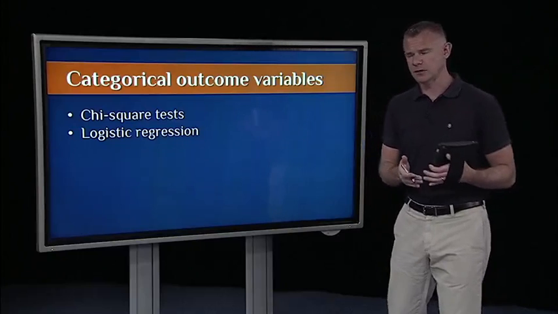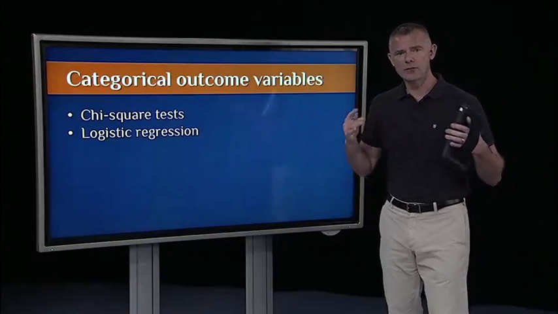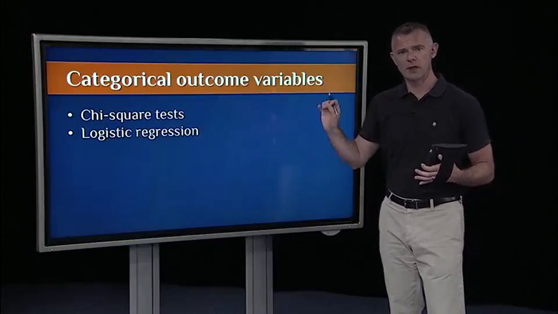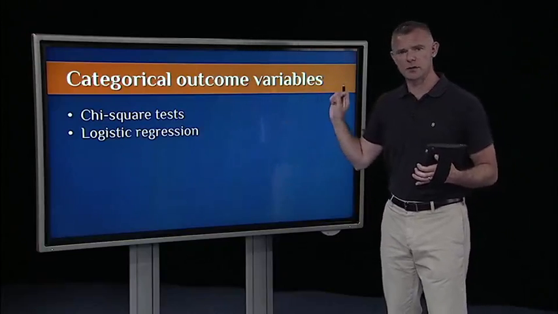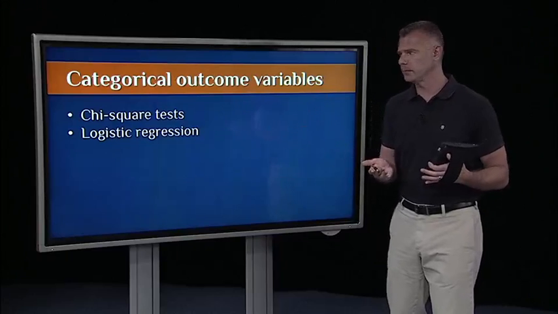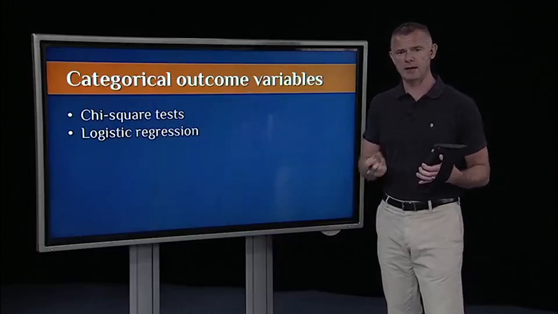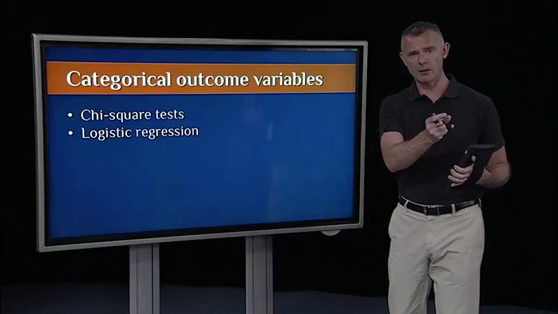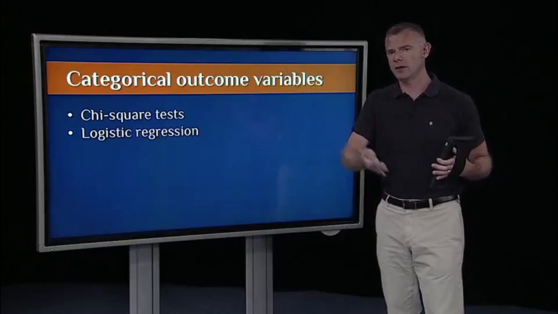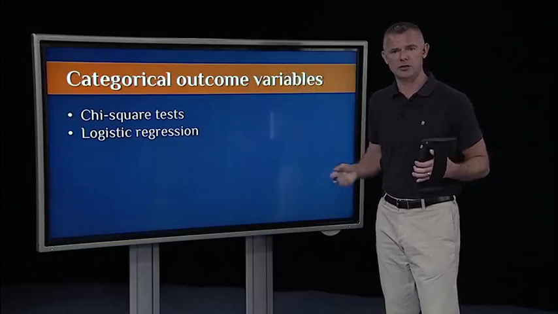Well, in those cases, we use chi-square and logistic regression. So if all of your variables are categorical, both your outcome and your predictors, then you can do chi-square tests. So we did the chi-square goodness of fit and the chi-square test of independence. Then we looked at binary logistic regression. So we had a binary and categorical outcome variable with a whole set of predictors that didn't have to be categorical. They could be a combination of categorical and continuous. Then we did logistic regression.